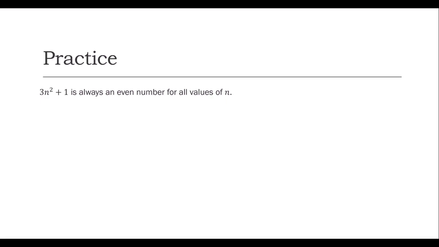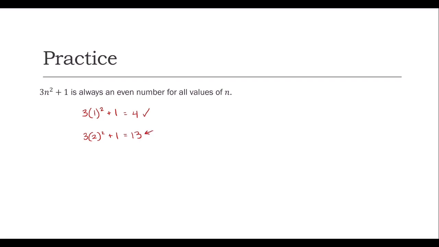So for this practice problem, it says 3n squared plus 1 is always an even number for all values of n. So we could try plugging in different things for n. So if we plugged in 1 for n, 3 times 1 squared is 3, plus 1 is 4. So that's an even number, so that's true. Now if we plugged in 2 for n, 2 squared is 4 times 3 is 12, plus 1 is 13. So this is not an even number.